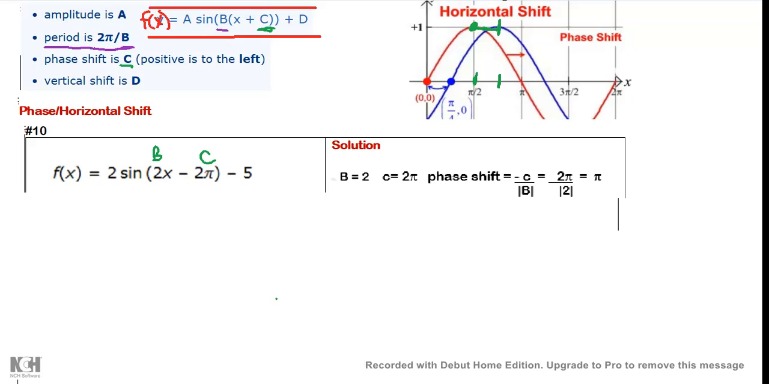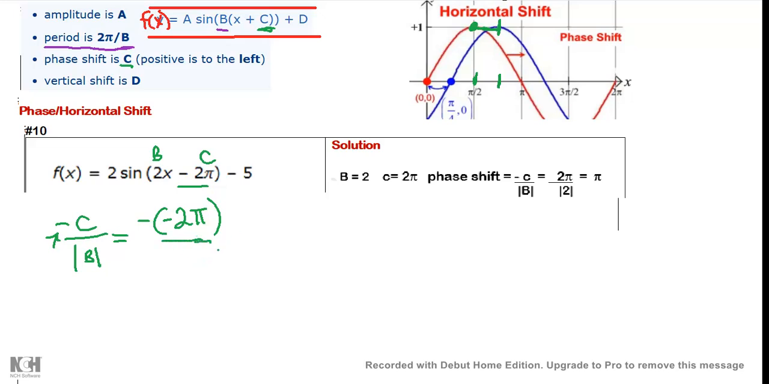All right, for number 10, they want a phase or horizontal shift also. So the formula again is minus C over the absolute value of B, right? So this minus sign right there comes from the formula. So we start plugging that in. So C, we notice, has its own minus sign. So the way to be careful with that is C is negative 2 pi. Those parentheses around what you're plugging in just save you a lot of headache later.